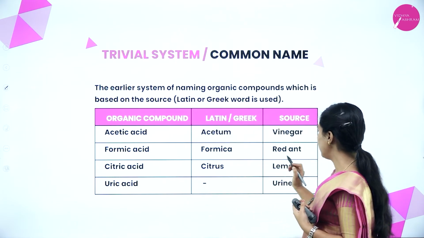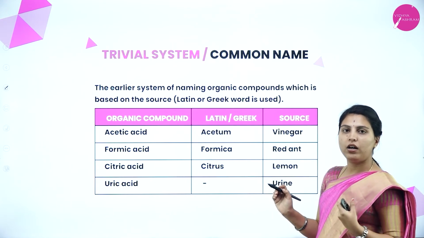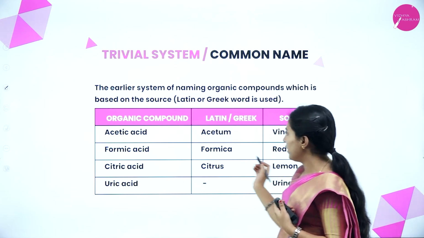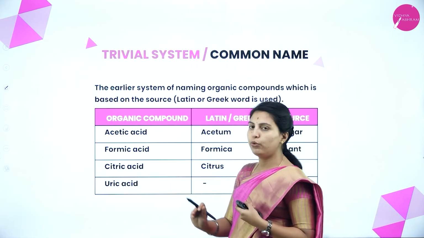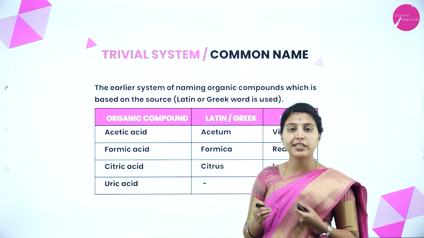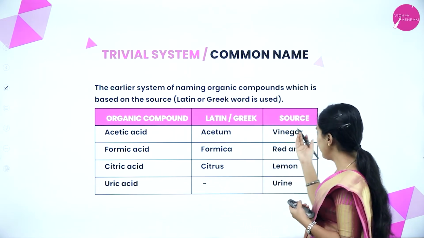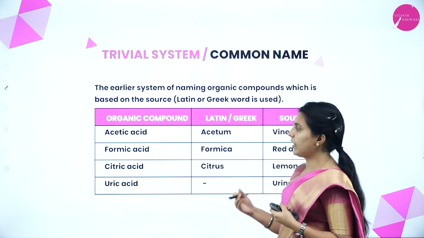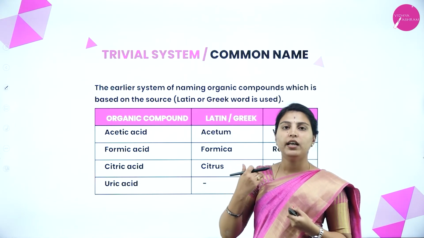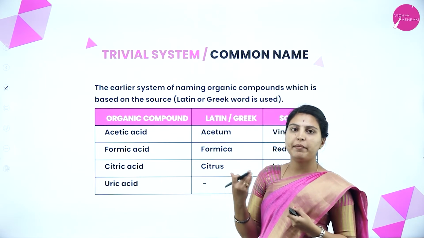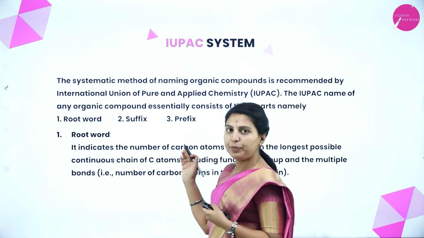From citrus, that is lemon or any kind of orange, citric acid is present. From urine, uric acid is present. This is the origin or source of the organic compound. That's why they gave common names like acetic acid, formic acid, citric acid and uric acid. But later on, IUPAC names were also given for those acids. This is the IUPAC system.